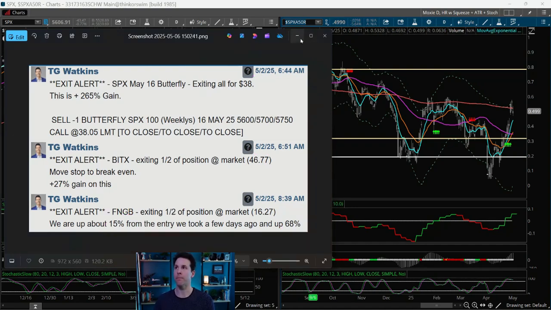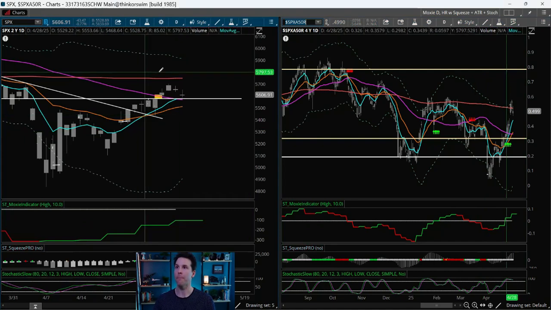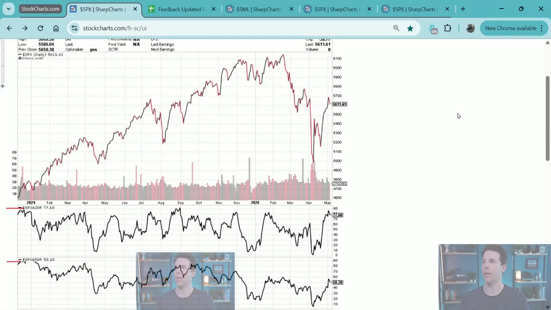And the reason I did that is because if you look over here, you can see this alert, and this was on the 1st, so 1 day prior, and I said 20-day SMA breadth is at 78%. I said typically that is a level where we start seeing near-term exhaustion and a mild pullback. Now remember, that was on the 1st. And if we look to where we are right now, there was the 2nd. So I started putting that alert out right here, and then we started taking profits right there. And you can see here now on Monday, so the 5th and the 6th, Monday, Tuesday, the market's been down. Fantastic, huh?